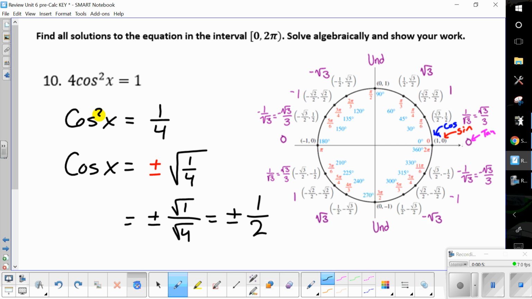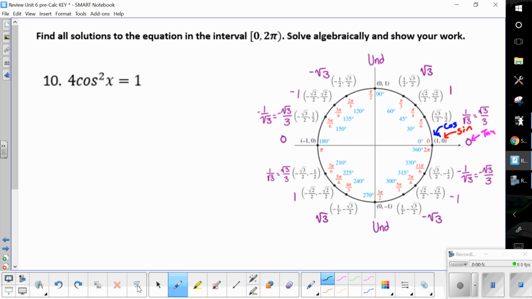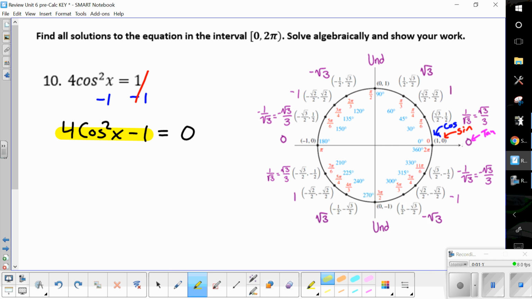That's one method. Another method, which I like better, is I'm going to go ahead and move this 1 here to the other side by subtracting 1 from both sides. And then I get 4 cosine squared of x minus 1 equals 0. Now the reason I like this is something I can factor. Okay, this is the difference of two squares here.